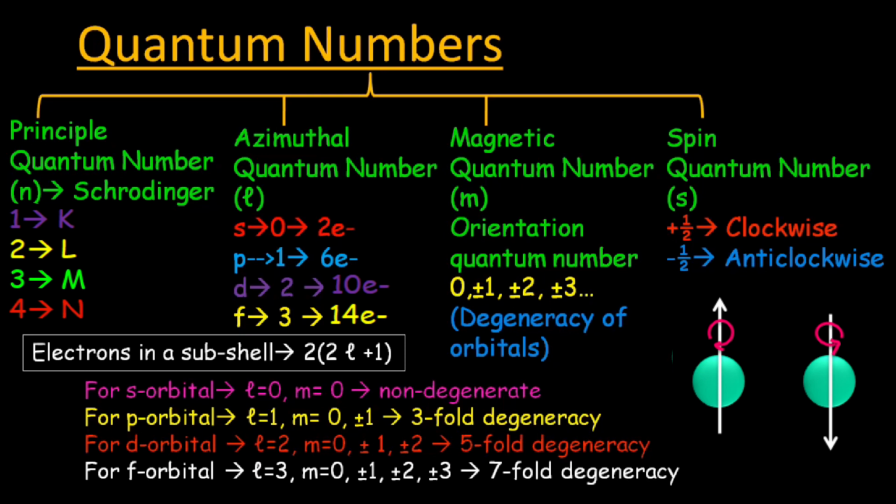The fourth quantum number is spin quantum number that tells about the spin of electron. Either it is clockwise or anti-clockwise. It is represented by S, and for clockwise spin, it has a value of plus 1 by 2. For anti-clockwise rotation, it has a value of minus 1 by 2. As you know that an orbital can hold two electrons, one of the electrons has clockwise rotation and the other has anti-clockwise rotation. It was found out by Goudsmit and Uhlenbeck in 1925.